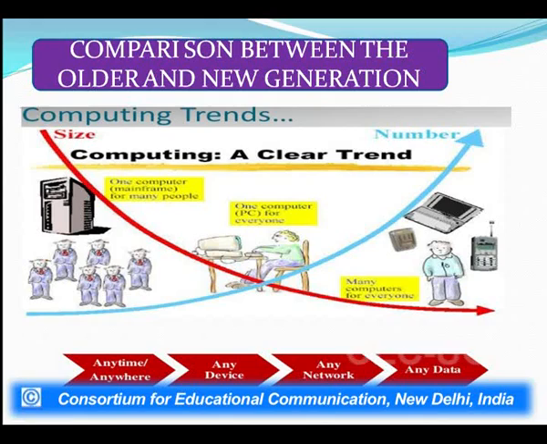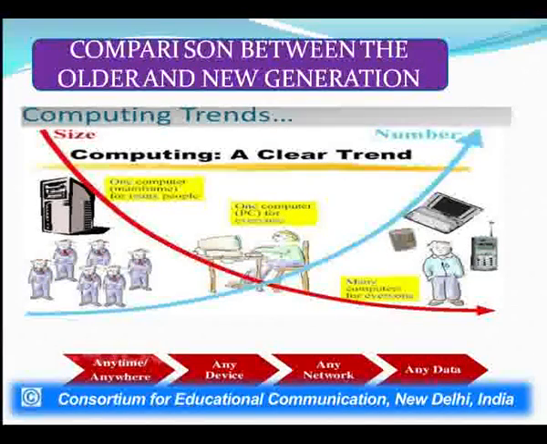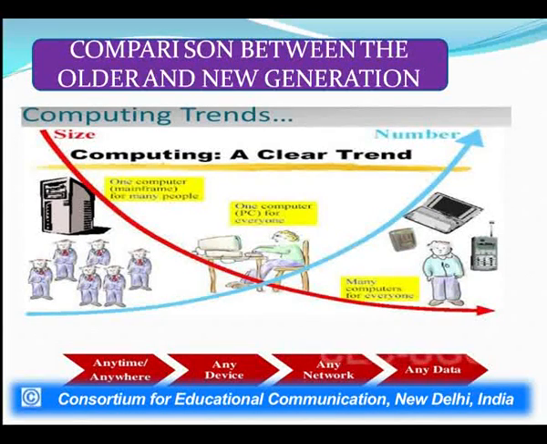So we can compare the older generation of computation and the new generation of computation through these slides. You can clearly see the move from one computer to many computers, from the area of one-to-one computing to the area of many computers for everyone, and these systems can be used anywhere, anytime, with any device, any network, or any data.